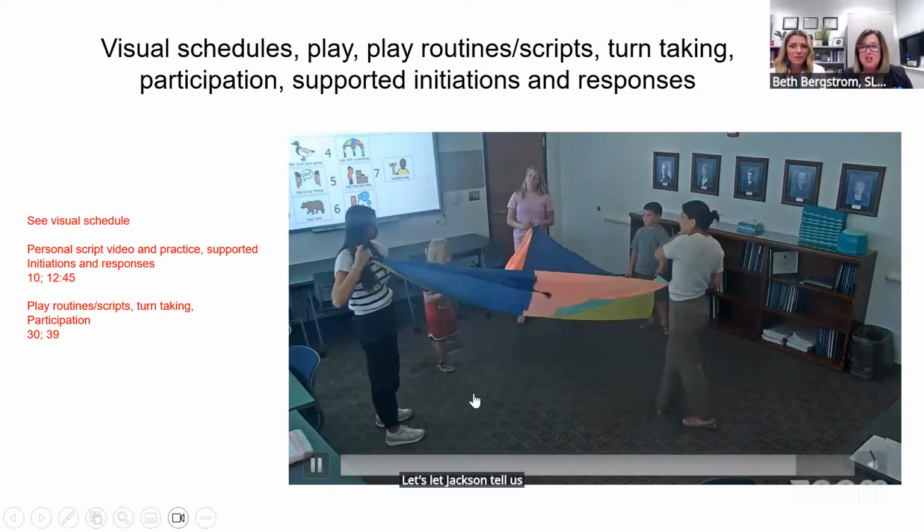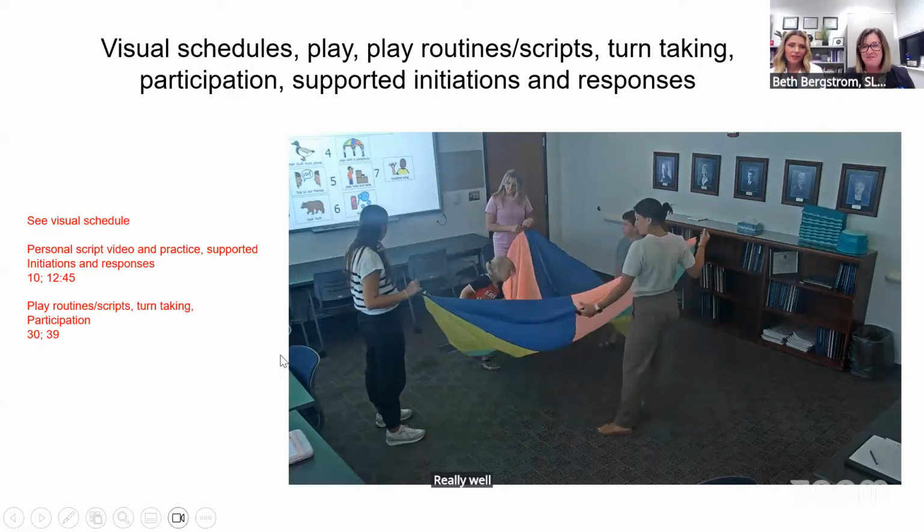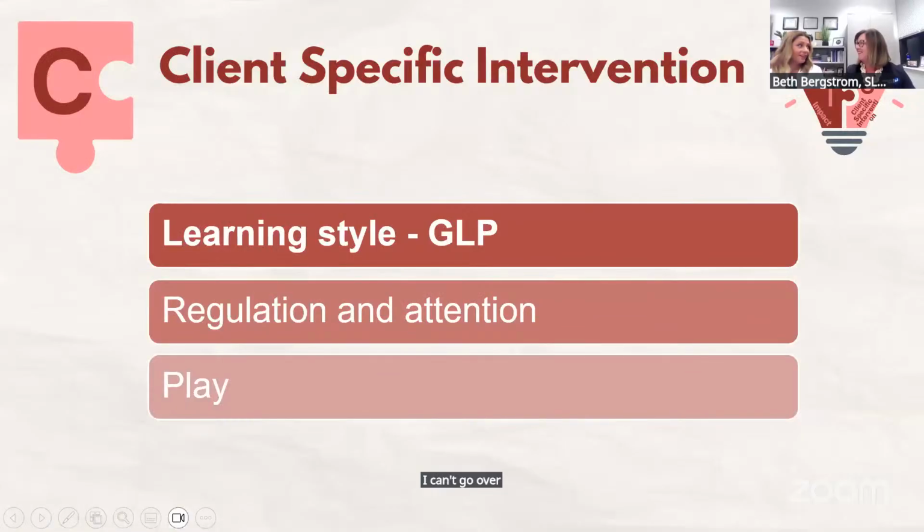Since you have a lot of turns, let's let Jackson tell us. So it worked out really well. Okay, so just to wrap it up, client-specific intervention.